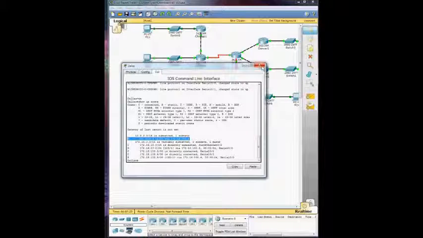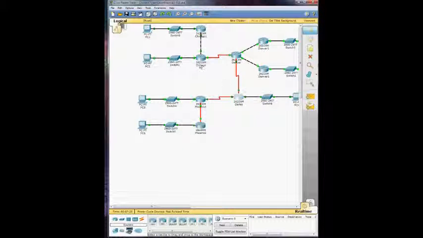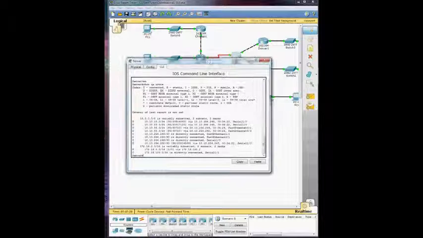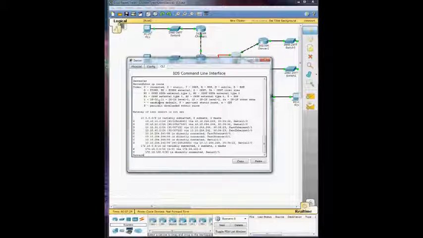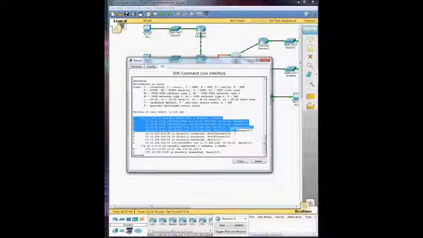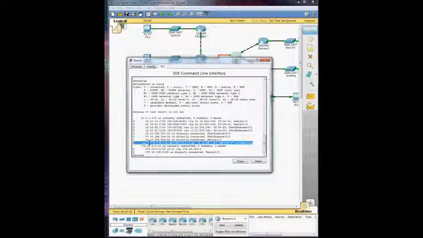So the last one we need to do is go into the Denver router right here and identify the dynamic routes. And the dynamic routes would be usually the ones that are using EIGRP. And you can see here these four and this one right here are all dynamic routes.